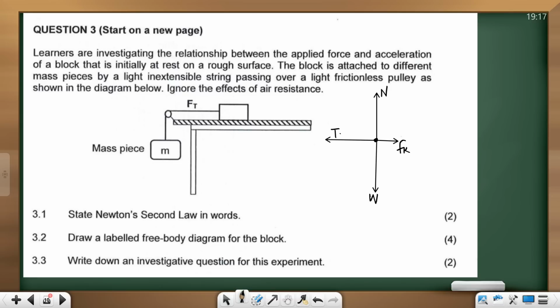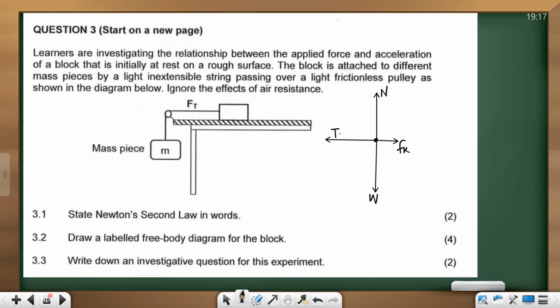Write down an investigative question. Guys, an investigative question should not be a question you will be able to answer with a yes or no. I'm investigating, which means I'm finding out. Check this. Can I ask an investigative question beginning with the word will?